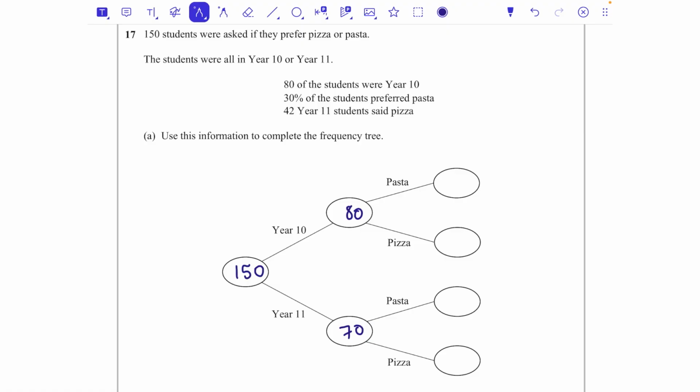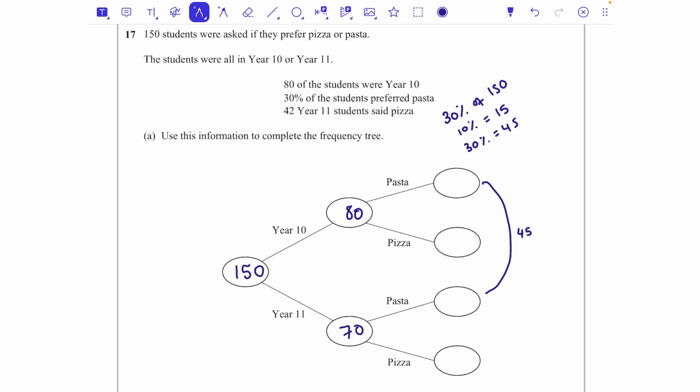30% of the students preferred pasta. Okay, so 30% of 150. Now to get 10%, we divide by 10. So 10% would be 15, which means that 30% is equal to 45. So I need both of these to make 45. I don't know how many are in each at the minute though.